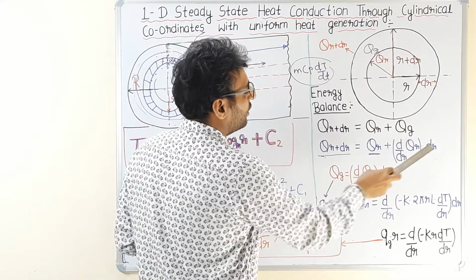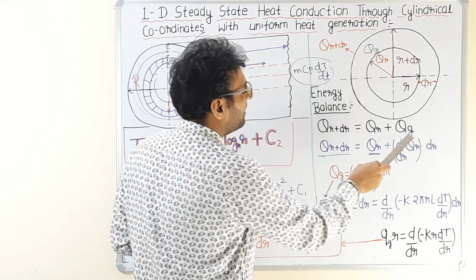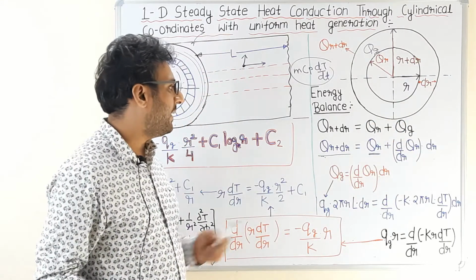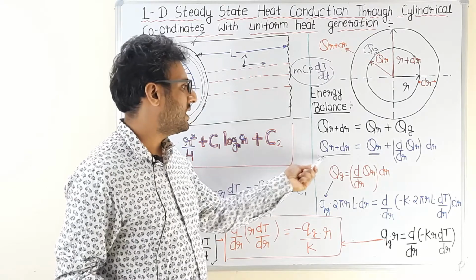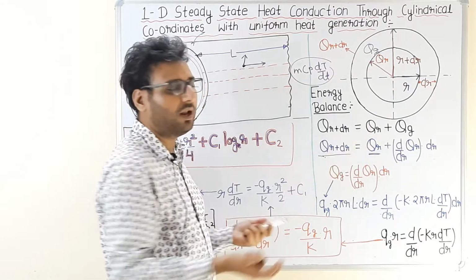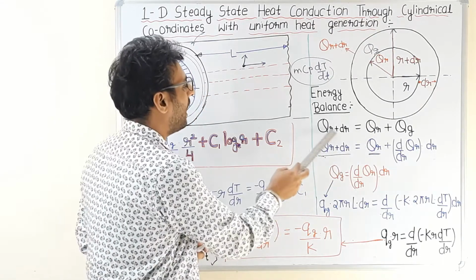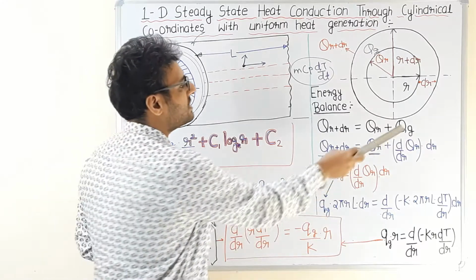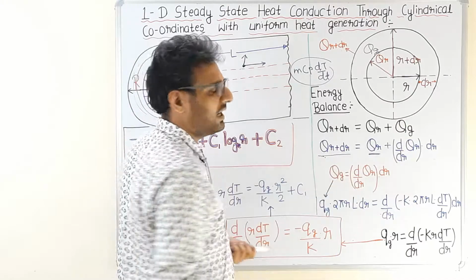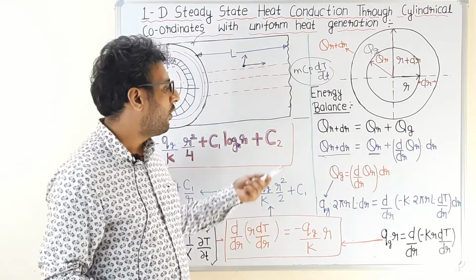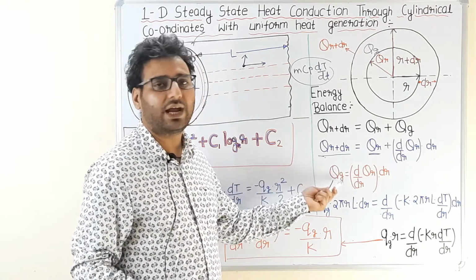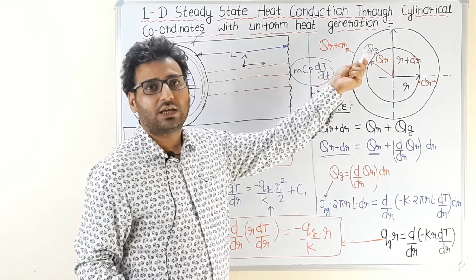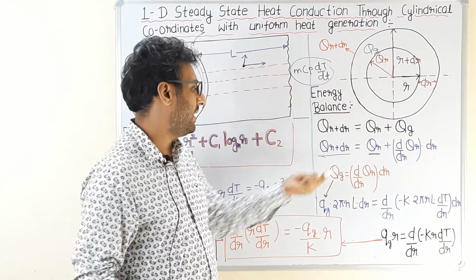Then we will get the total change of the heat transfer rate within the element. Now if we compare these two equations, then Qr and Qr will cancel each other, Qr plus dr will cancel each other, and these two terms will be equal to each other. This is basically the physical meaning: whatever heat is generated in this element should be equal to the change of heat in this element.